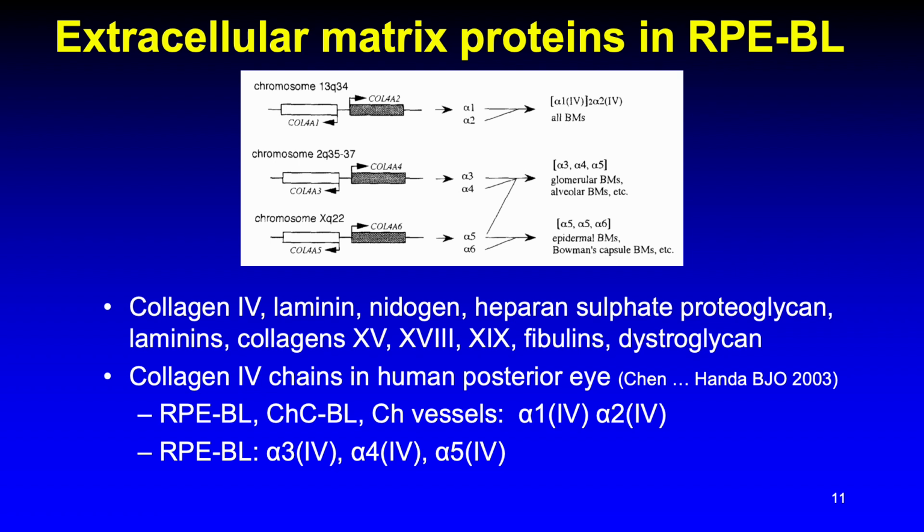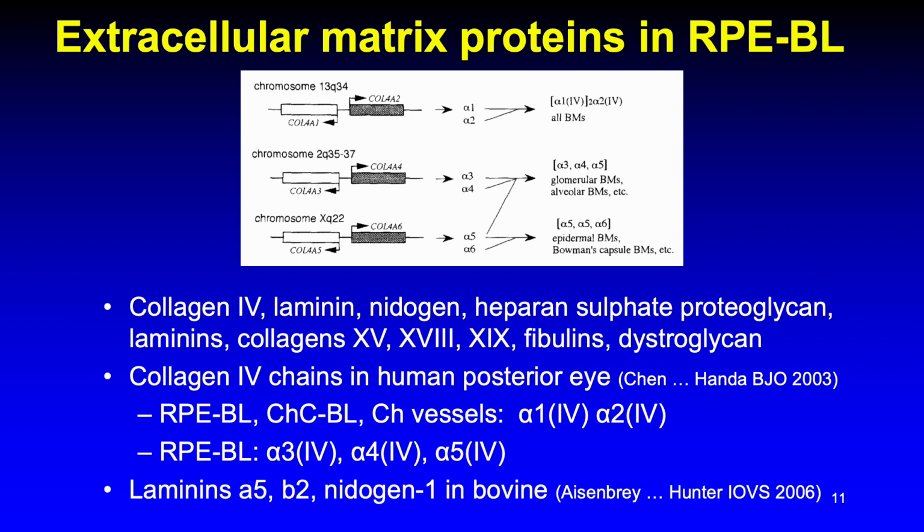However, antibodies to specific collagen type 4 chains that were created by recombinant technology did reveal that the RPE basal lamina is similar to those in the glomerular basement membrane of the kidney, another basal lamina involved in filtration. Whereas other type 4 chains also localize to the choriocapillaris basal lamina and to major vessels. Bovine RPE basal lamina has laminins A5, B2, and nidogen 1.